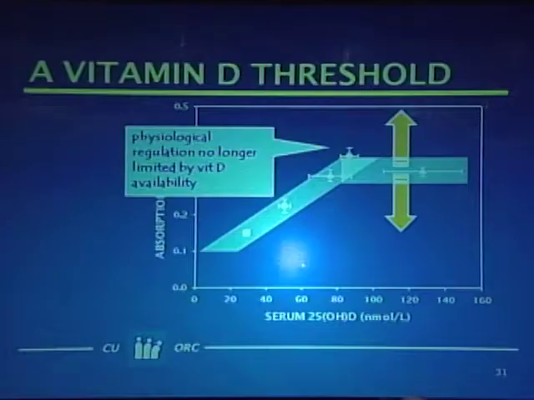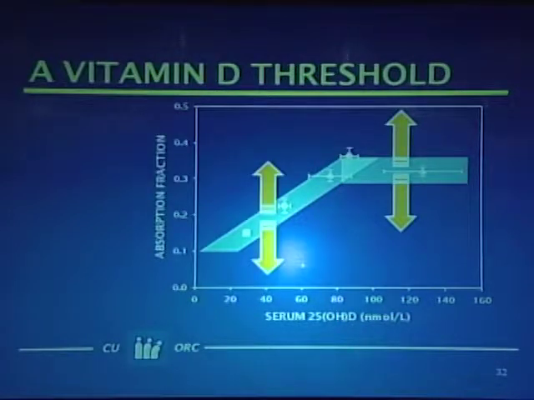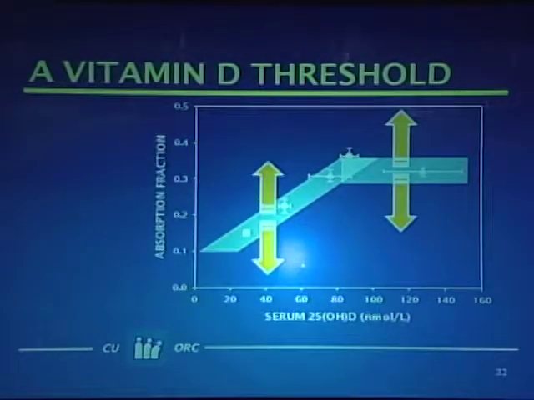Physiological regulation is no longer limited by vitamin D availability at this point. On the other hand, if you're working on the ascending limb of that curve, you still have the ability to regulate, but you can't regulate it as high. So you don't have the ability to adapt to low calcium intake, and you can downregulate it as well. So the body is still in charge, but it's just limited on how high it can go under the circumstances. So that's the way to think about how vitamin D is acting with respect to calcium absorption.